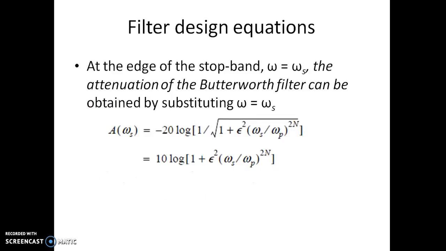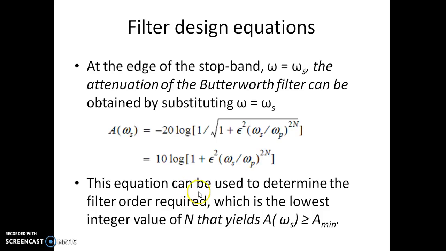At the edge of the stop band, omega is equal to omega s. The attenuation of the Butterworth filter can be obtained by substituting omega equal to omega s. That is the same expression here. This equation can be used to determine the filter order required, which is the lowest integer n that yields A of omega s greater than or equal to A minimum. We shall take up some examples to design a filter and understand what these conditions mean.